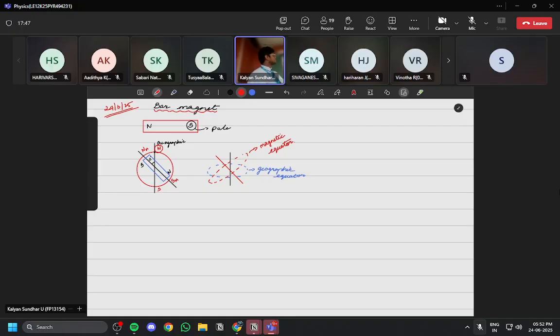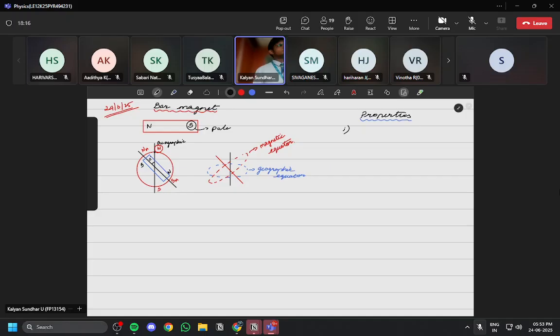So right now we'll just concentrate on what you mean by the bar magnet, what the bar magnet does, and what the properties of the bar magnet are. Right. First property: the bar magnet produces a magnetic field.